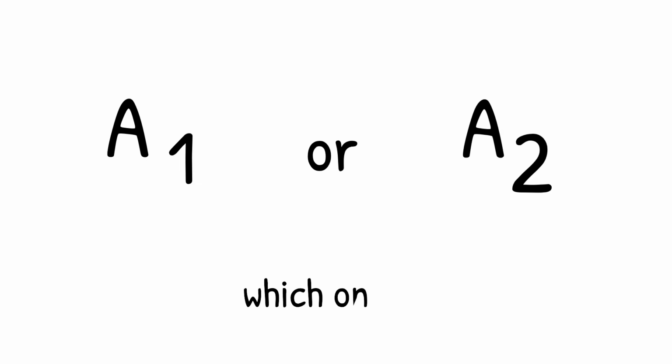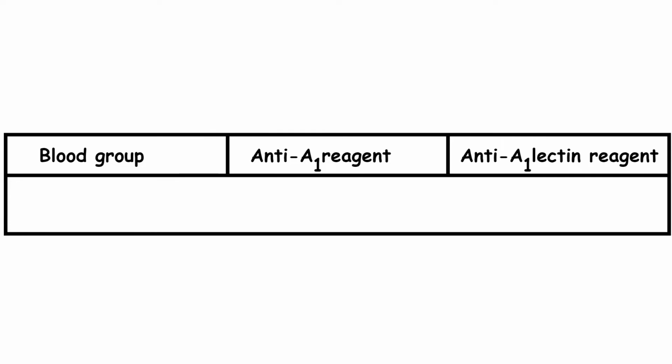We already talked about how the reaction should look for group A blood type. But how can you tell if the patient is A1 or A2? Is there a way to tell that? Yes, you can, and let me tell you how. Here are the reactions you expect to see if you test the patient's RBC with anti-A sera and anti-A1 lectin. For the patient with group A1, there will be agglutination with anti-A and anti-A1 lectin. But for people with A2 subgroup, they will show the reaction with anti-A but not anti-A1 lectin.